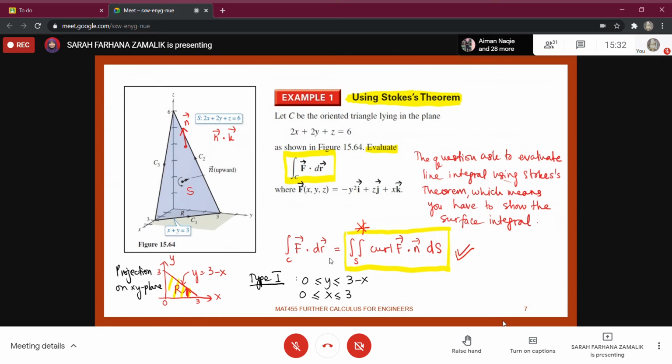So in this case, the question doesn't tell you which S. It only gives C here. Let C be the oriented triangle lying in the plane. Everybody knows now this is the equation for a tetrahedron. Because it tells us the triangle lies in the plane of your surface here, which is 2x plus 2y plus z equals 6. This is the equation for the tetrahedron. So now, that is our C.